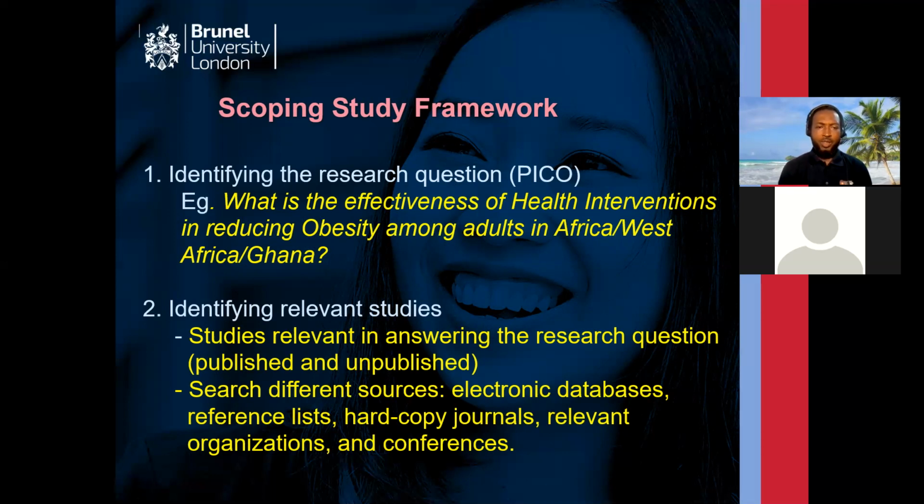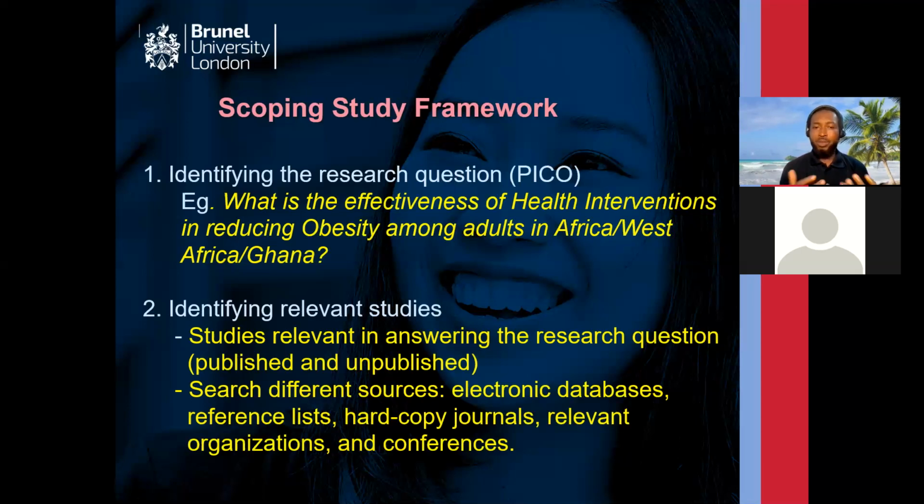So that's interesting. Now, the second one is identifying relevant studies. And how do you do this? You look at studies that are relevant in answering your research questions. They have to be connected with your research questions. A lot of students miss that. You just get into the literature and start pulling anything you see, without seeing how they are connected with the research questions. So you're going to be very careful about that.